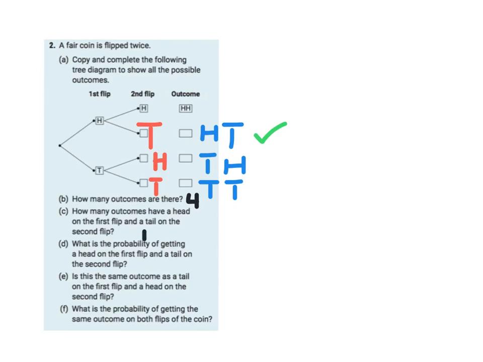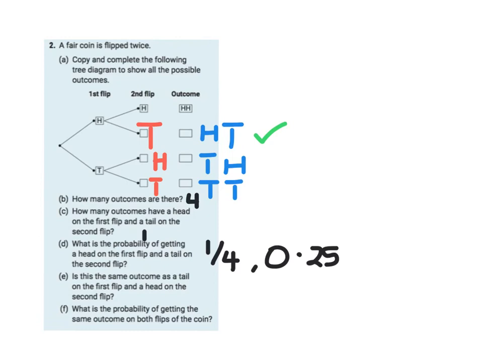What is the probability of getting a head on the first flip and a tail on the second flip? So it only happens once, we figured out. And we know there's 4 outcomes. So the probability of getting a head on the first flip and a tail on the second flip is going to be 1 in 4, okay? Because it happens once and there's 4 outcomes. We could also say 0.25 there.